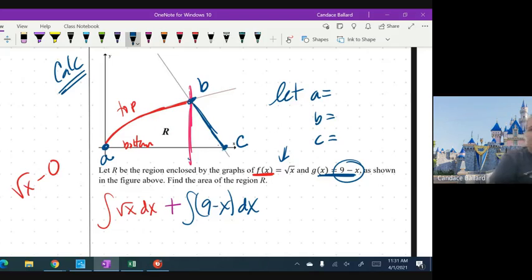All right, nice work, everybody. A to B, okay, which means that the blue one has to be B to C. All right, perfect. Let's put it in our calculator. Let's see if we can get this thing integrated, okay?